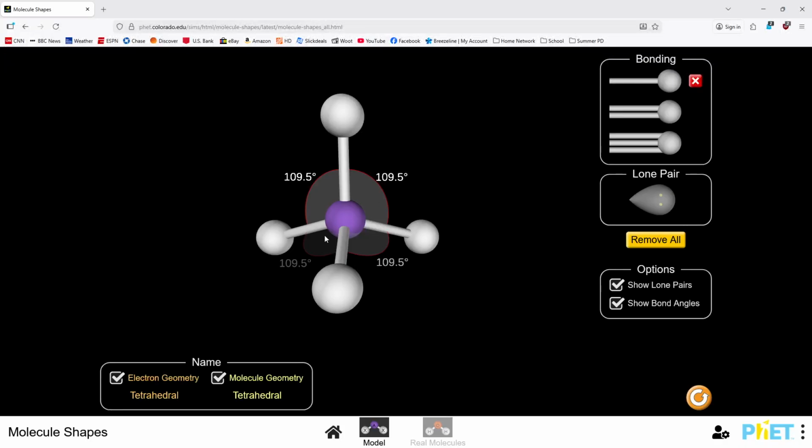There's an energy advantage to staying connected. But within that restraint, they all stay as far apart as possible. And that's where we get the shapes. The valence shell electrons, these electrons that are making bonds, all repel each other. And because of that, you can predict the shape.